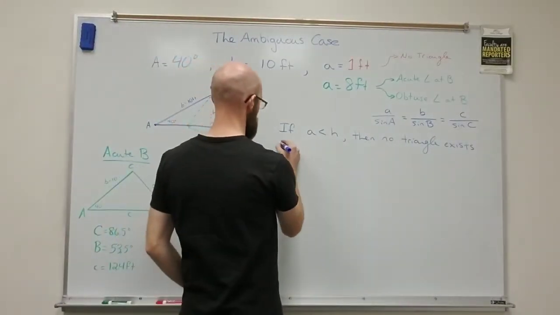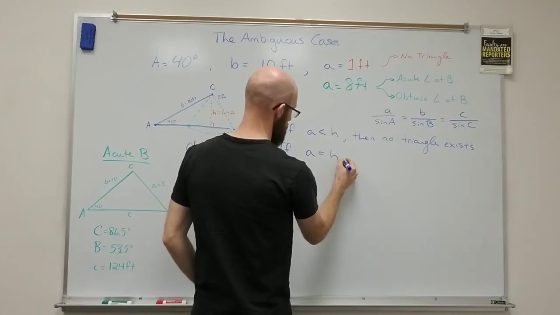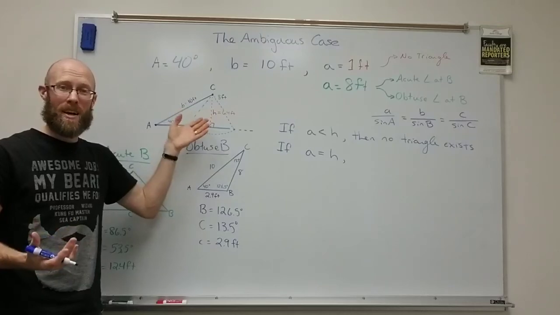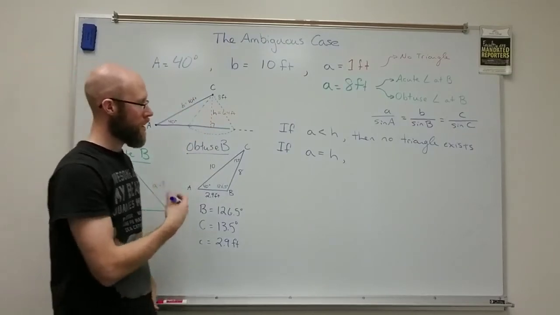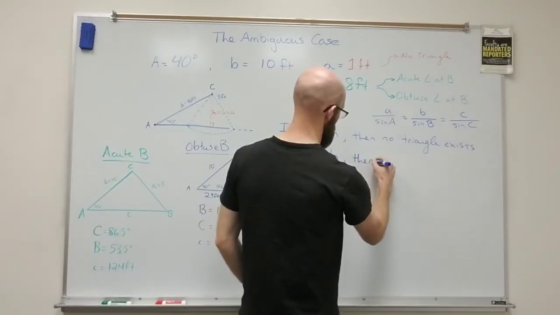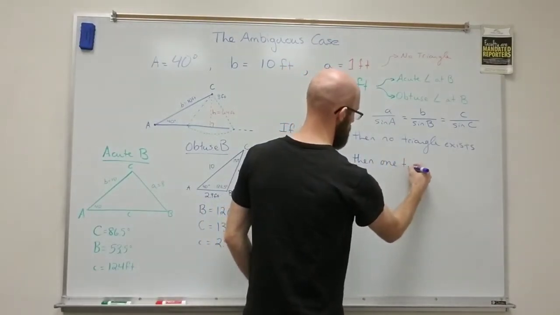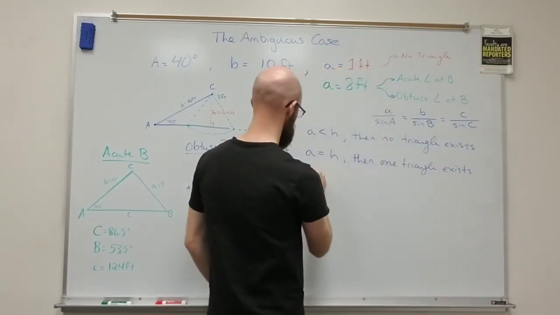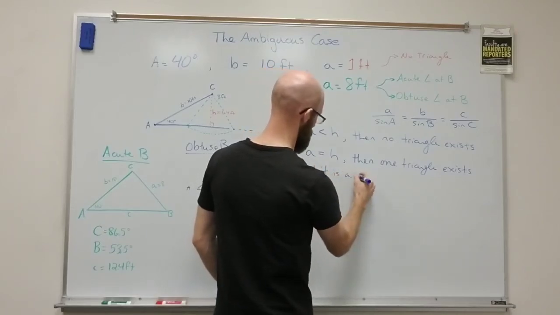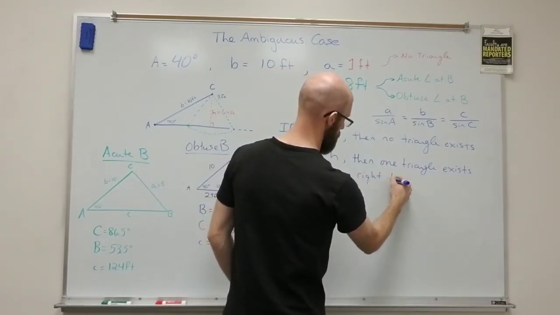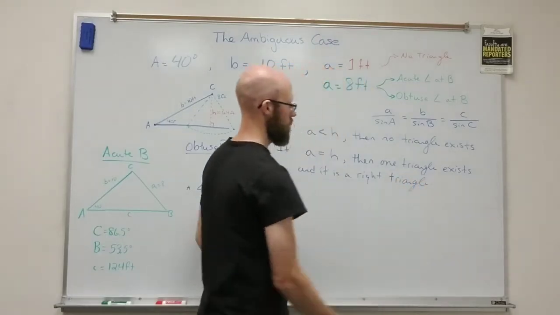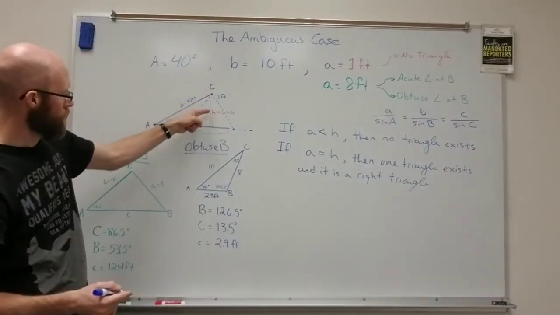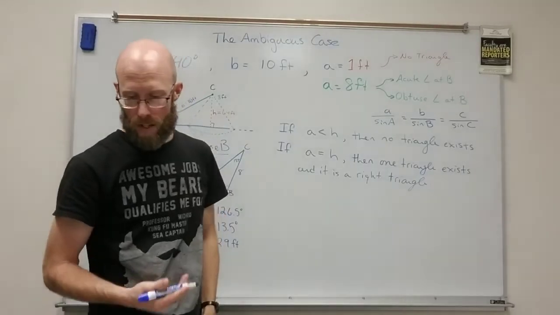If A is equal to H, so if I were to give you this opposite side here, and it is actually exactly the height of the triangle, that height h, then one triangle exists, and it is a right triangle. So if A equals H, then there's only one that exists, and it's a right triangle. It's just this triangle with the red side on it. That is a possibility.